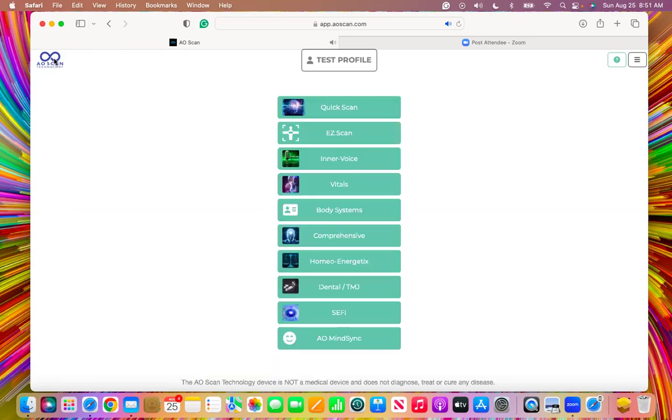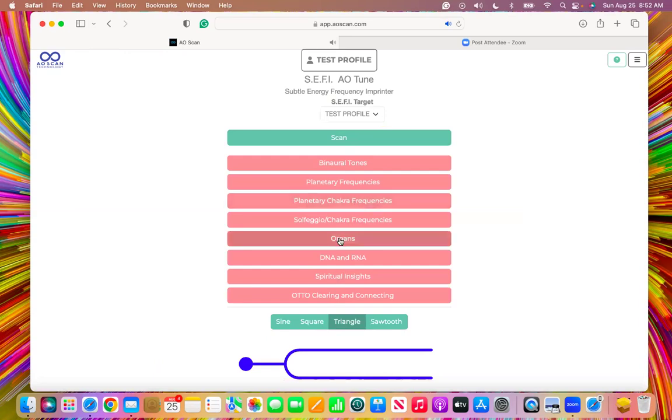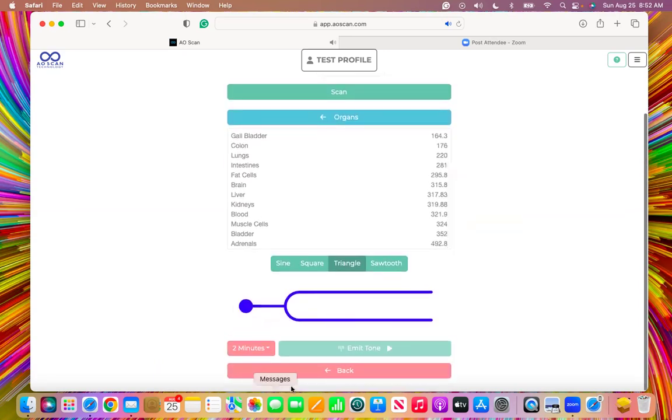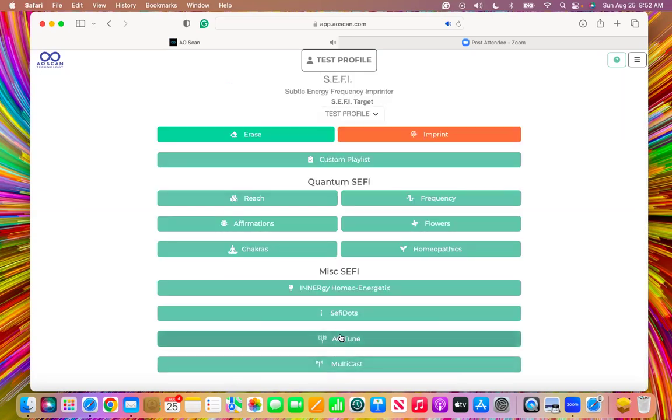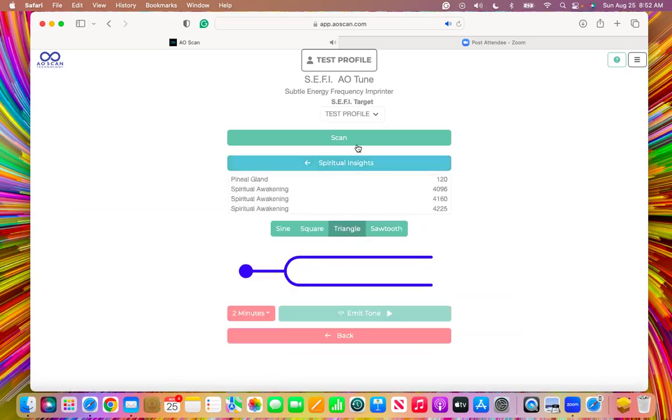If we're dealing with stress in the nervous system, we obviously have AO Mind Sync, and we have Inner Voice, and then we have AO Tune. I love AO Tune. The brain, I usually like doing. Kidneys, I like doing for oxalates as well. And then we also have DNA, RNA, I use quite a bit. And then there's also the spiritual insights. You can scan and see which one comes up for you.